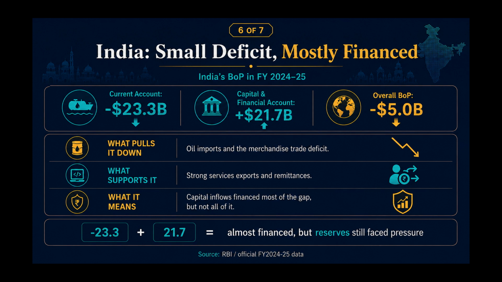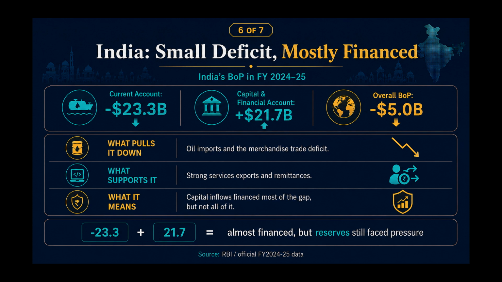India is a more balanced example. In FY 24-25, India had a current account deficit of about $23 billion. This means India spent more foreign currency than it earned on the current account. A big reason is imports. India imports a lot of crude oil, electronics, gold, and other goods. Oil imports and the merchandise trade deficit pull the balance down. But India also has strong support from services exports and remittances. India earns a lot from its IT services, business services, and money sent home by Indians working abroad.